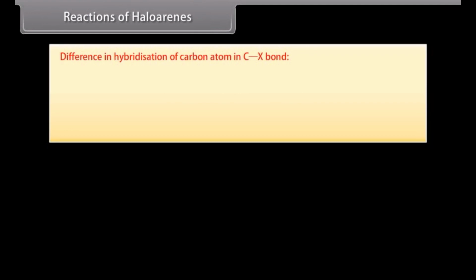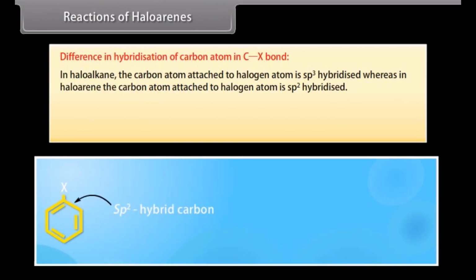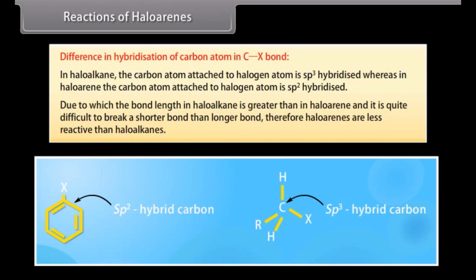Difference in hybridization of the carbon atom in the C-X bond. In haloalkanes, the carbon atom attached to the halogen atom is sp3 hybridized, whereas in haloarenes, the carbon atom attached to the halogen atom is sp2 hybridized, due to which the bond length in haloalkanes is greater than in haloarenes, and it is quite difficult to break a shorter bond than a longer bond. Therefore, haloarenes are less reactive than haloalkanes.